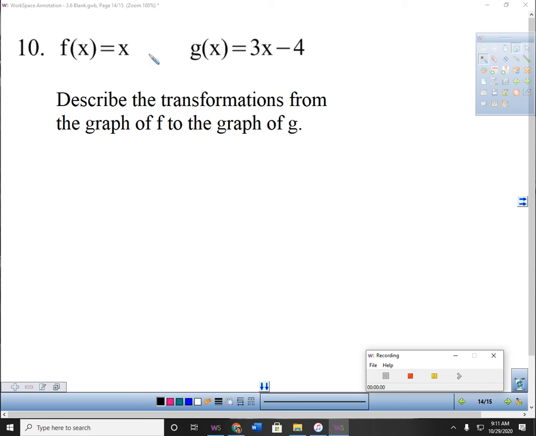So take a look. We started with just an x, right? And then we ended up with a 3 times an x and then a minus 4. So we multiplied by a 3 here, and we subtracted 4. So we should have 2 things that we've done. And remember, if you've multiplied by a negative somewhere, that's a third thing, right?